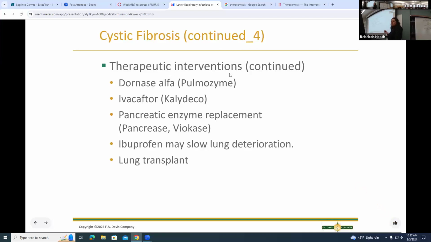Yeah, there's a lot of medications they're going to be on. I'm not going to test you on these. Eventually, these guys could get lung transplants as well, because their lungs will give out. I think it's from the anti-inflammatory effect.